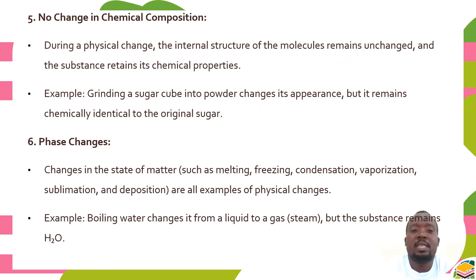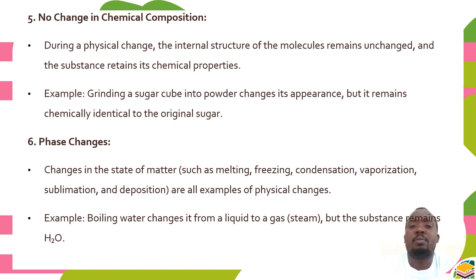In a physical change, there is no change in chemical composition. The internal structure of the molecules remains unchanged, and the substance retains its chemical properties. For example, grinding a sugar cube into powder changes only its appearance, but it remains chemically identical to the original sugar, and it ends there.